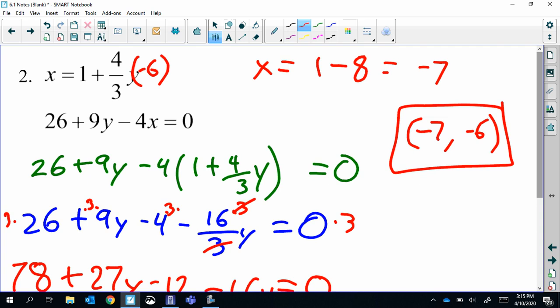Alternatively, you could put this into standard form, and then use your calculator also. So to do that, that would look like getting x and y on the left. So that would be -4/3 y plus x. Oops, I want x first though.